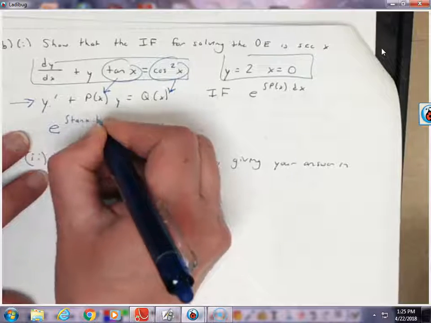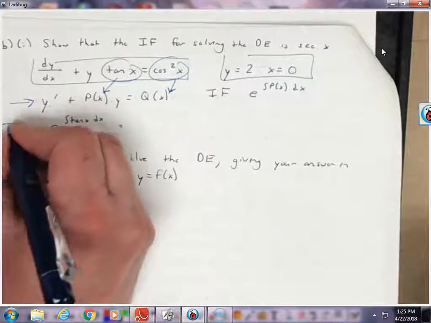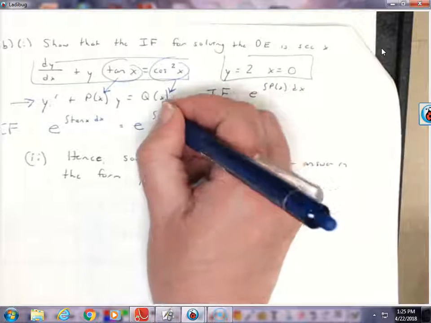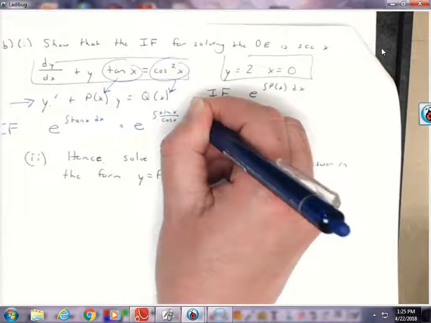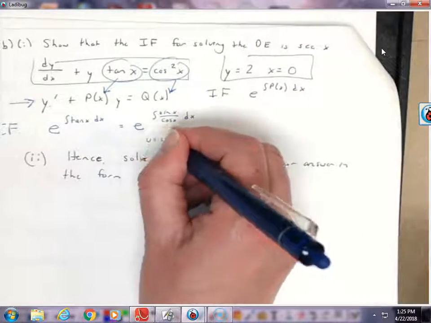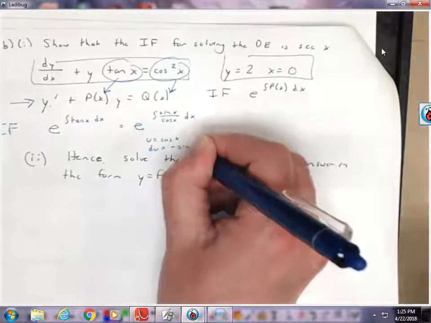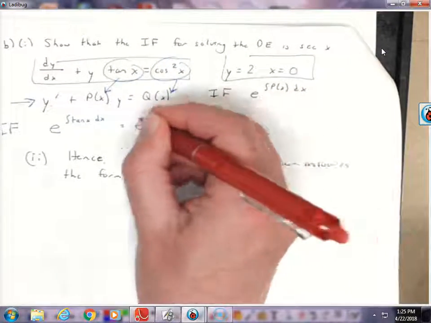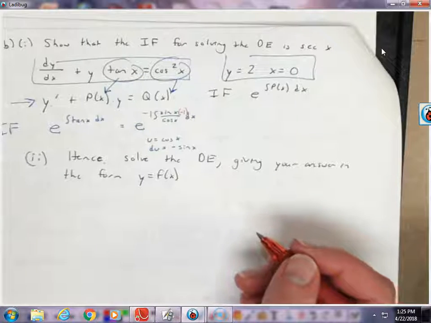tangent x dx. Okay. So this is your integrating factor, this would be e, and tangent isn't one of the ones we know, so I'm going to change it to sine over cosine. And in this case, your u would be cosine x. Your du would be negative sine x. So I need a negative 1. And to compensate, I'll multiply by negative 1 on the outside. So the net change is nothing.